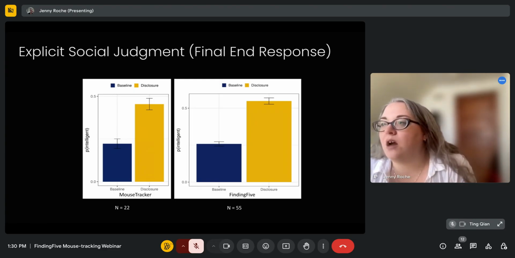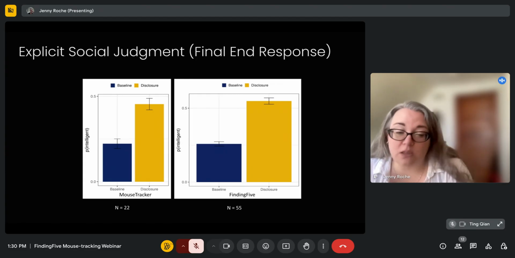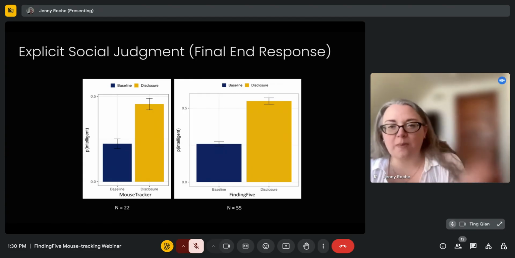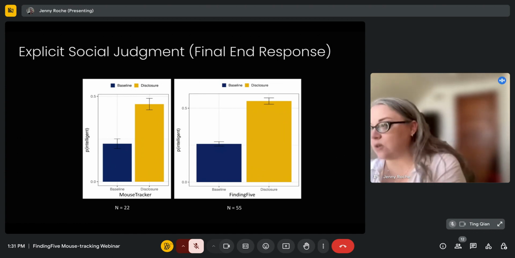And again, in the baseline condition, our participants did not rate the person who stutters as very intelligent, but after the disclosure, that changed. So, okay, we've got some replication there, but we expected that to happen. All right, so what happens when you do the mouse tracking?